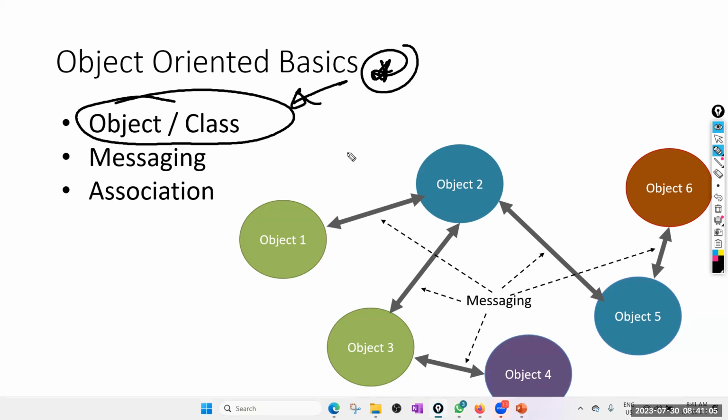Anyone? So class is the parent entity and object is the child entity. Parent and child is not a good word. In another way, we can say the class makes the object. The class acts like a factory for the object.